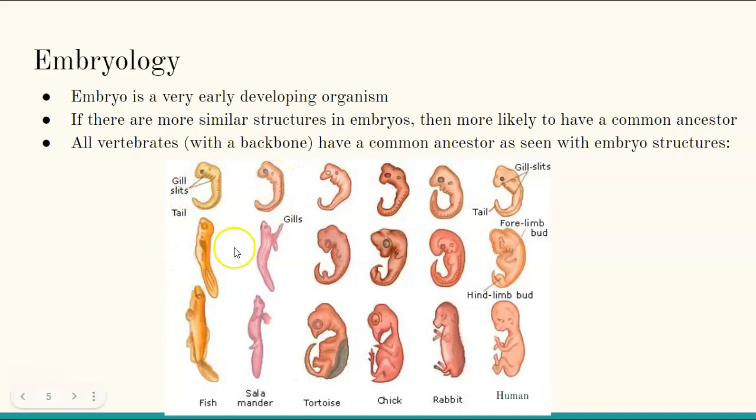But then as you continue to develop, you start to get your specific traits that you would see in these organisms, and then by the end, when you're almost like a full-blown fetus, you really see the differences that are distinct to each organism, okay? But when we're talking about embryology, we're looking at this very first bit, very early development of organisms, okay?